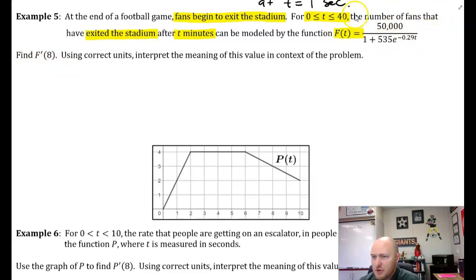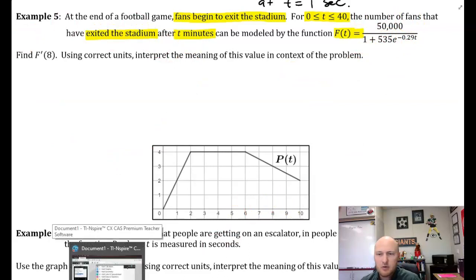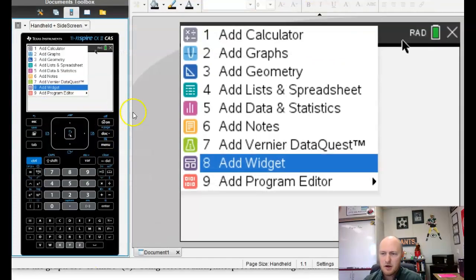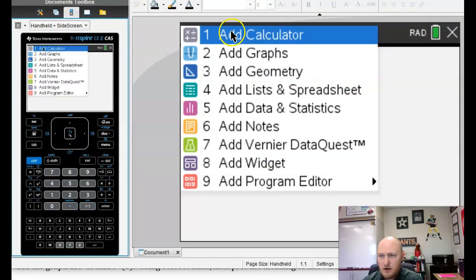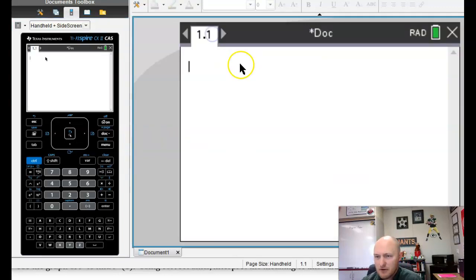Okay, you could compute that by hand, but my guess is with that type of function, this is going to be a calculator active problem, and we're going to go ahead and utilize our calculator. So here I am at my calculator. If you don't have yours, please pause me and retrieve your calculator and do this along with me.